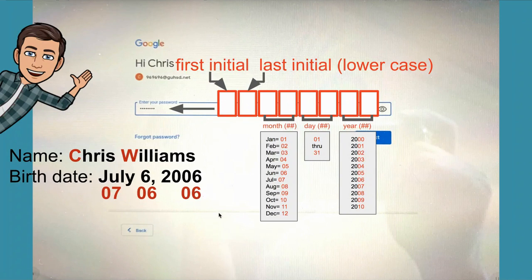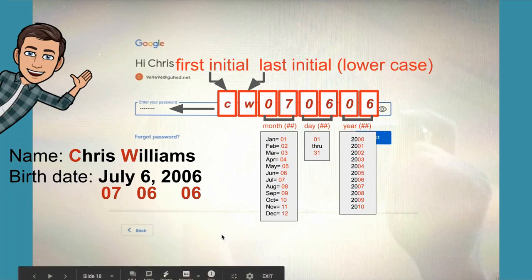So if we put it all together, it's going to be C, W, those are lowercase by the way, 07 for the month, 06 for the day, and 06 for the year. So just to remind you, remember those first 2, your initials are going to be lowercase, and then it's going to be 2-digit month, 2-digit day, 2-digit year. If you need to pause here to kind of think about what you need to do, then please do so.